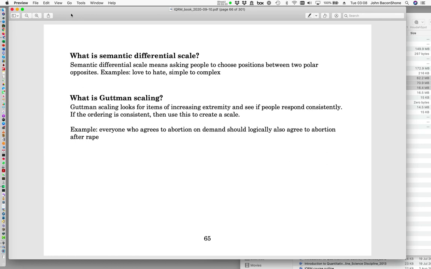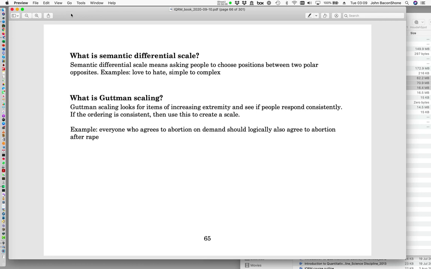So there are two other forms of scale that we can use. Semantic differential is where we give people two polar opposites and ask them to choose a point in between. So I could say, what's your feeling towards your family members, and give you a scale from love to hate. Right? And you could choose any point along that scale, or from simple to complex. Guttman's scaling is one other way of creating a scale. This way we look for items of increasing extremity and see if people respond consistently. And if that ordering is consistent, then we use this to create a scale.